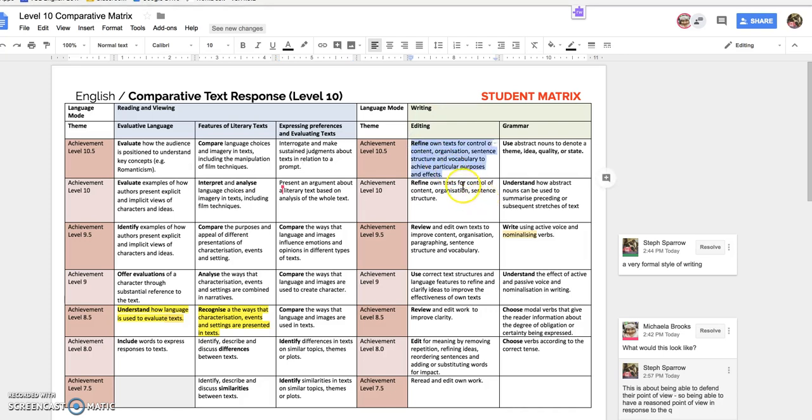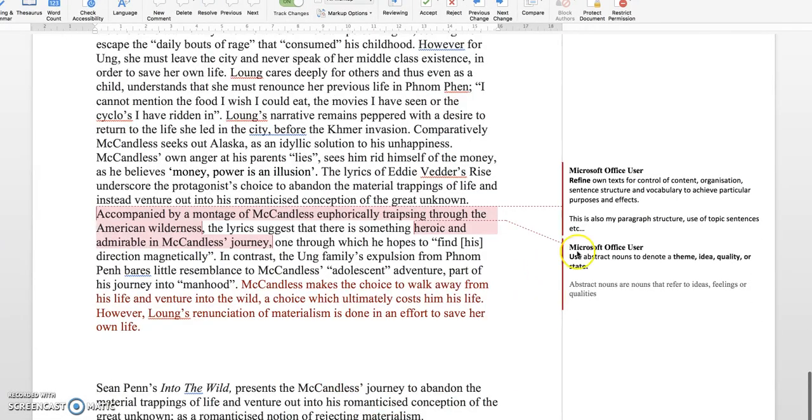Refine own text for control of content, organization, sentence structure, vocabulary to achieve particular purposes and effects. So that's about using the right phrasing, okay? So here, I've just selected, and I could literally have selected any sentence, but I've just picked out a sentence that Miss Brooks has written, I think, for us. And it just says, accompanied by a montage of McCandless euphorically traipsing through the American wilderness. So it's about the specific sentence structure.